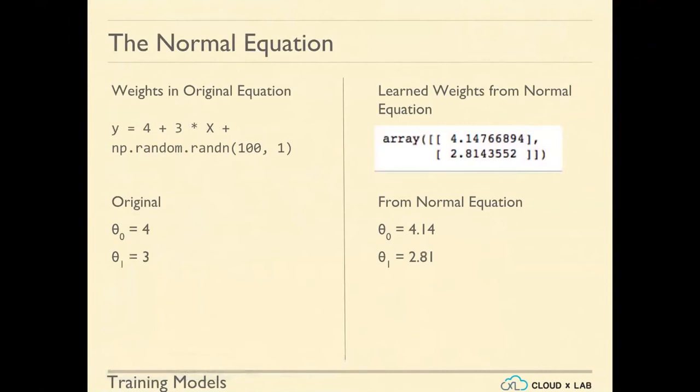So the weights in the original equation were 4 and 3, where 4 was theta 0 and theta 1 was 3. But in our example, the answer we got was approximately theta naught 4.14 and theta 1 2.8. Now here you can see the problem with reproducibility, because we did not fix the seed. Had we fixed the seed, we would get exactly the same answers every time.